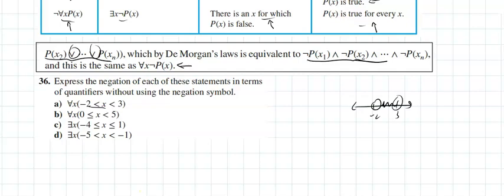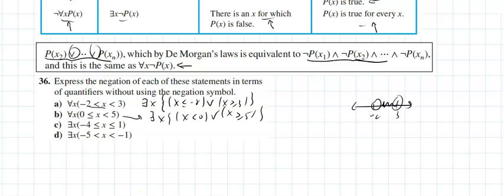Well, exactly as we mentioned, you say, you know what? There exists some x such that x is less than or equal to -2 or x is bigger than or equal to 3, since those are not included. When you look at b, well, the same deal. That's going to be there exists some x such that x is less than 0 or x is greater than or equal to 5.